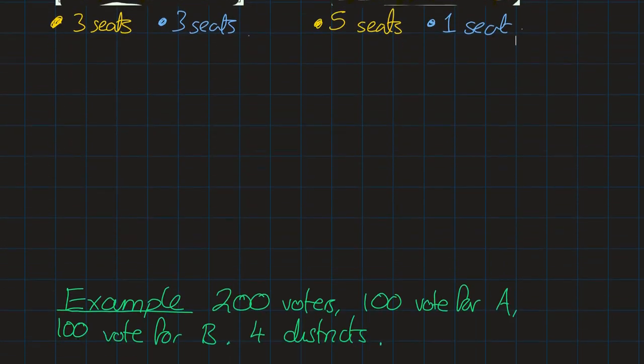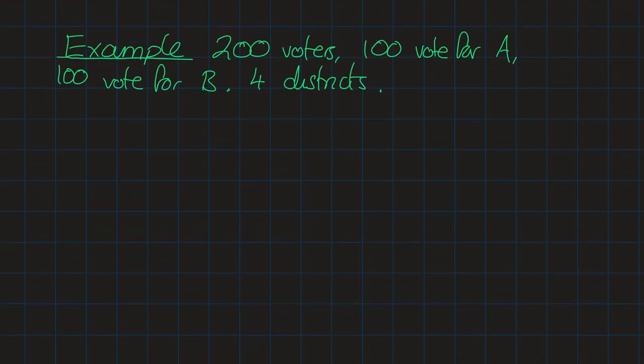Let's look at another example. Let's do this example more algebraically. There's no map this time, I just want to do it algebraically so you see what's going on. In this example I'm going to have 200 voters. 100 of them are going to vote for A and 100 of them are going to vote for B. And there are going to be 4 districts, so that's 50 voters per district. The question is, how many seats does A win and how many seats does B win?